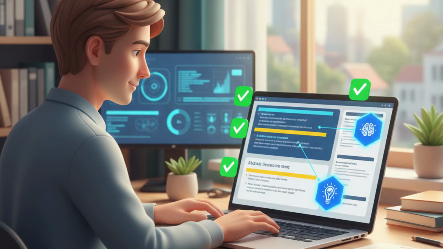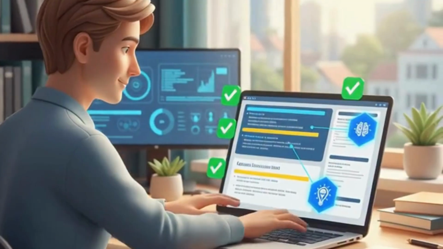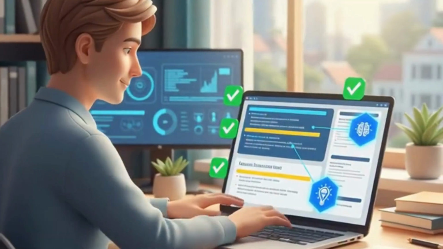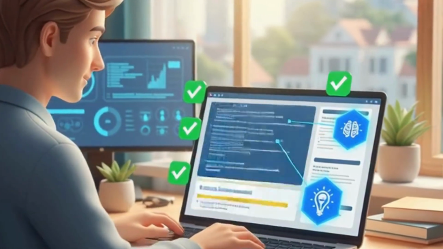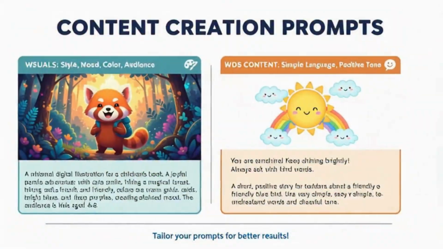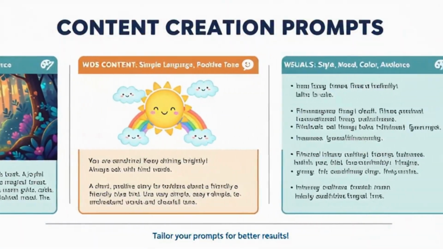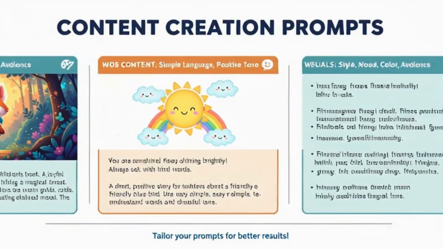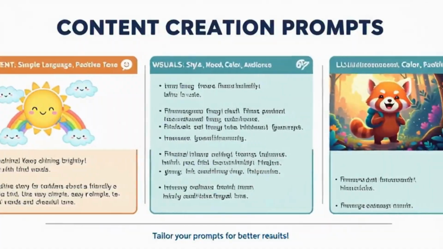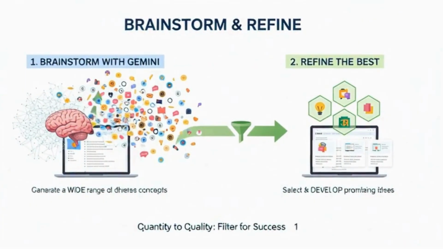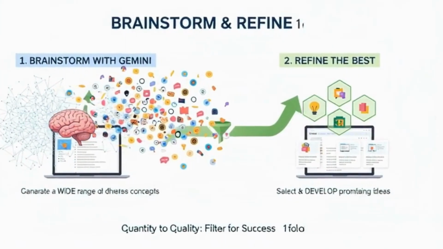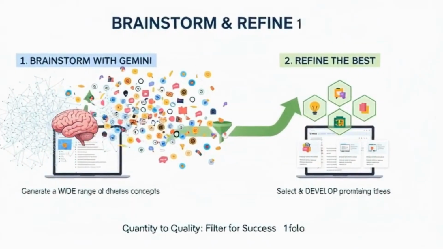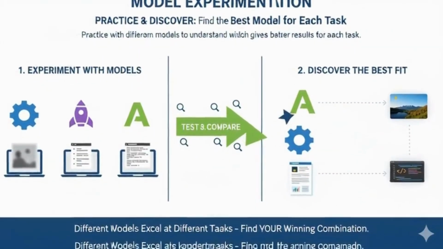Ask Gemini to rewrite, simplify, or expand the result until it matches your exact need. Use follow-up prompts to improve quality rather than starting over. For images, clearly mention style, mood, colors, and audience in your prompt. When creating kids' content, always request simple language and positive tone. Use Gemini to brainstorm ideas first, then refine only the best ones. Practice with different models to understand which gives better results for each task.